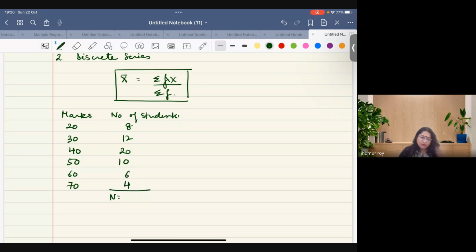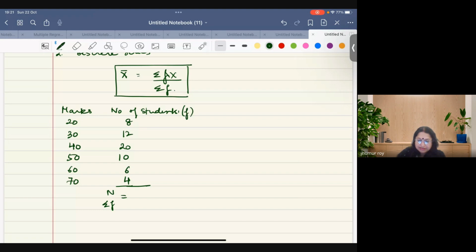So what is the value of n? Some books will write it as n, some books will write it as sigma f. Both of these are the same thing, that is the number of observations. You just add up all the values. So what is the value of sigma f? Please tell me first.